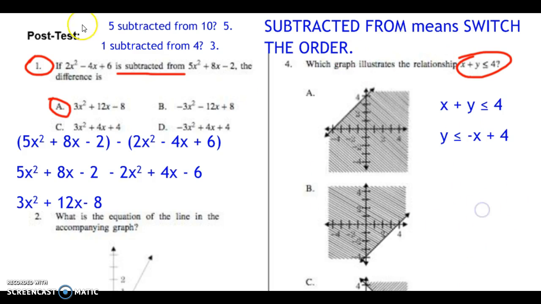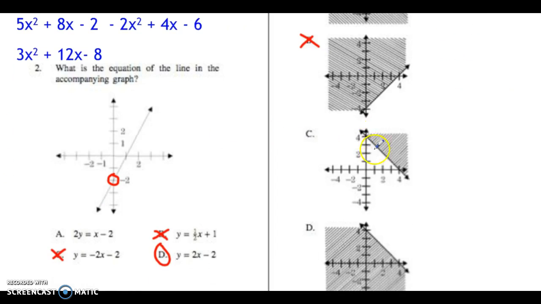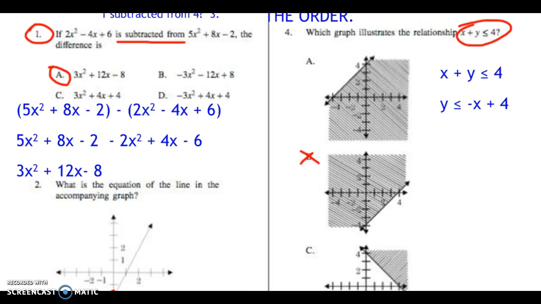Now, which graph illustrates that relationship? Well, we need a y-intercept of 4. So, y-intercept of 4. This is possible because the y-intercept is 4. This is not because the y-intercept is negative 4. Sorry. This one is possible because the y-intercept is 4. And this one is possible because the y-intercept is 4. Looking at the other part, we know that this is a negative slope. It's going to be negative 1 as its slope. This is a positive slope. Nice try.